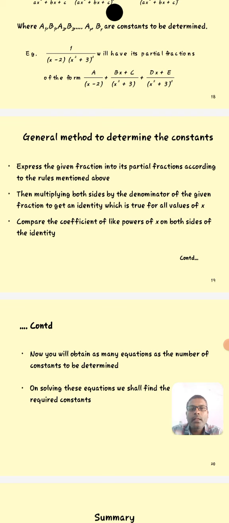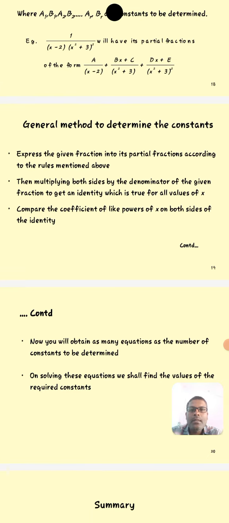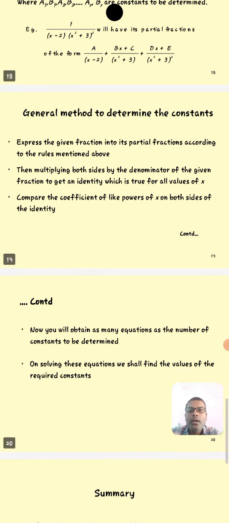Express the given fraction into its partial fractions according to the rules mentioned above. Then multiply both sides by the denominator of the given fraction to get an identity which is true for all values of x. Compare the coefficients of like powers of x on both sides of the identity. These are called the general method to determine the constants.